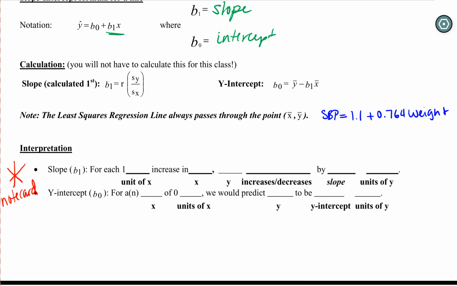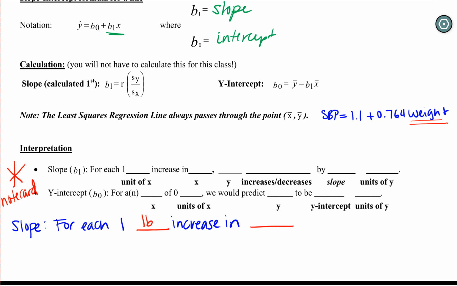So if we wanted to interpret the slope for this, it says for each one, and then we need to put in our units of x, right? And so we look at our x variable. We said that was weight. What is weight being measured in? Oh, okay, up above, it's pounds. For every 1 pound, go back to stuff we don't need to memorize, increase in, and then when it says x here, it's not asking us for that x value, that 188. It's asking us for the x variable. So that's what it should say. There's actually our x variable, which is weight.